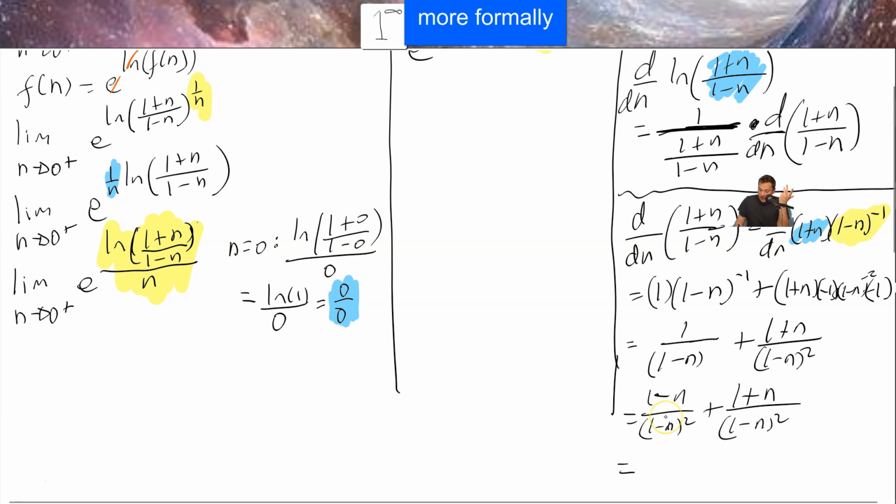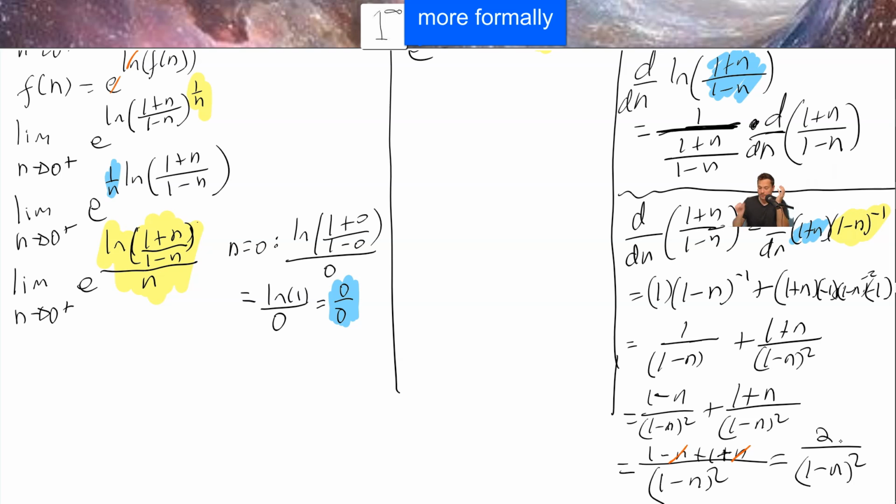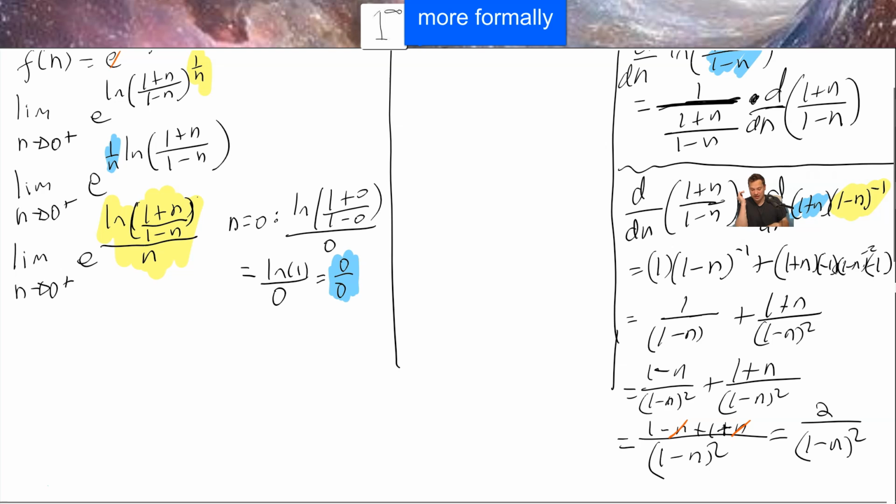And now the bottoms are the same, so I can write that one time as 1 minus n squared. And then here in the top, it's going to be the following. Let's go through this slowly. It's going to be 1 minus n plus 1 plus n. So then you cancel off what you can. So see, this cancels with this, and then 1 plus 1 is 2. Okay, so that's going to give us finally 2 over 1 minus n, and the whole thing is squared. Oh boy, okay. Progress.